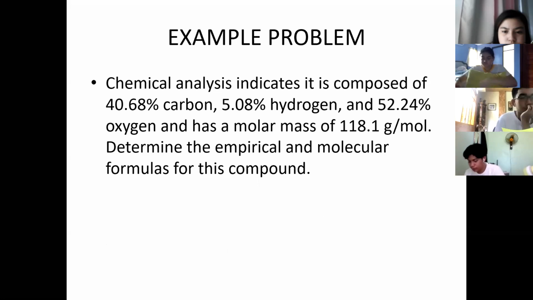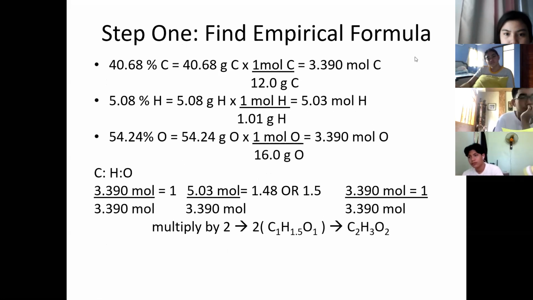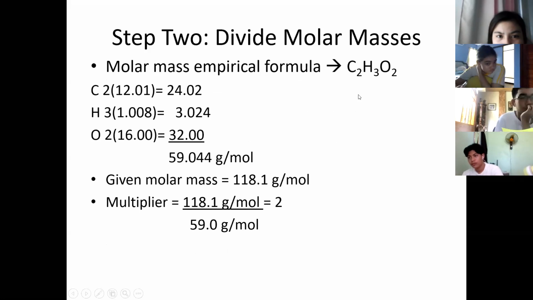We have the given molar mass of the experiment. We will divide the given mass by the mass of your empirical formula. So we will now find the molar mass of C2H3O2. Of course, that is simply finding the number of atoms multiplied by the mass per atom. So in C2H3O2, we have 2 atoms of carbon multiplied by 12.01 grams of carbon to get 24.02 grams.